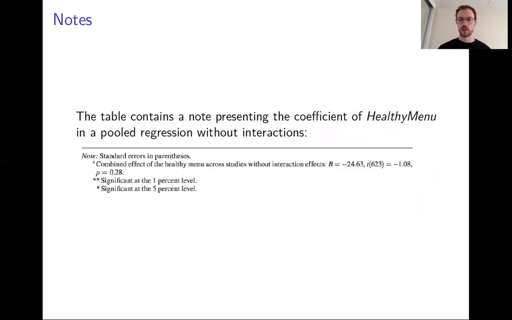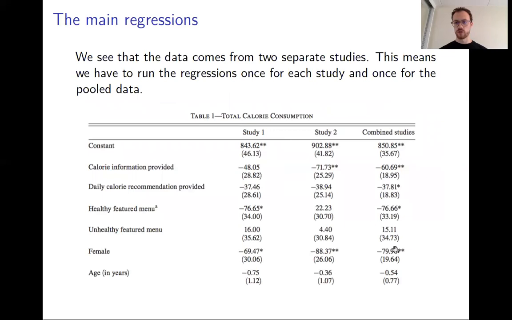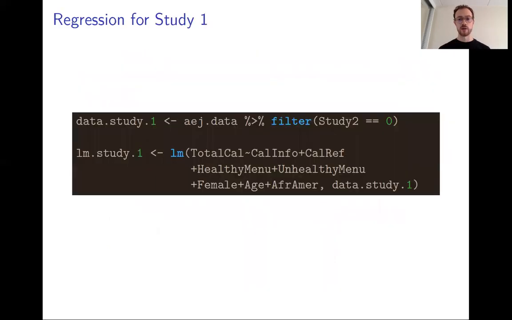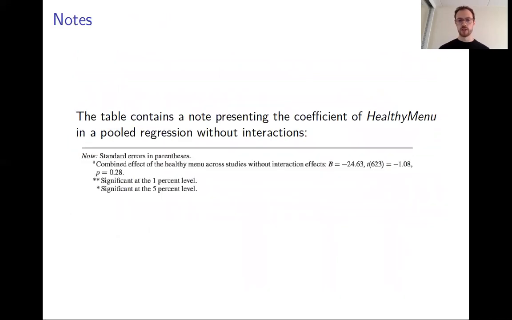Also, the table contains a note at the bottom that presents the coefficient of having seen a healthy menu without the interactions. So this is kind of the same data that they use in the combined study, but they use the regression specification that they used for the first 2 regressions. And they don't show the entire regression, they just show the coefficient for having seen a healthy menu. So we have to run 1 additional regression, and then to recreate this footnote, we're just going to combine this text here with the coefficient and these statistics.